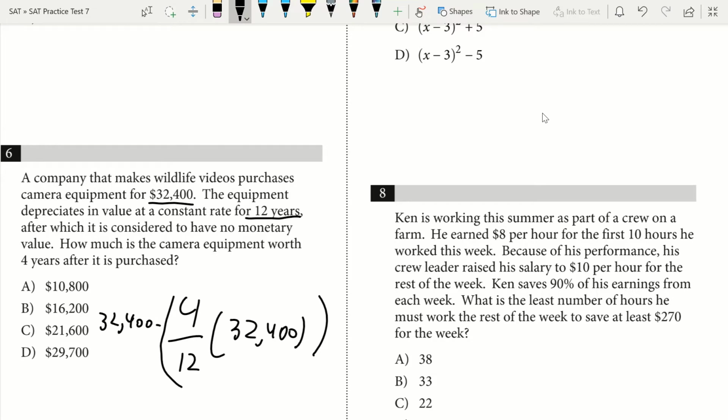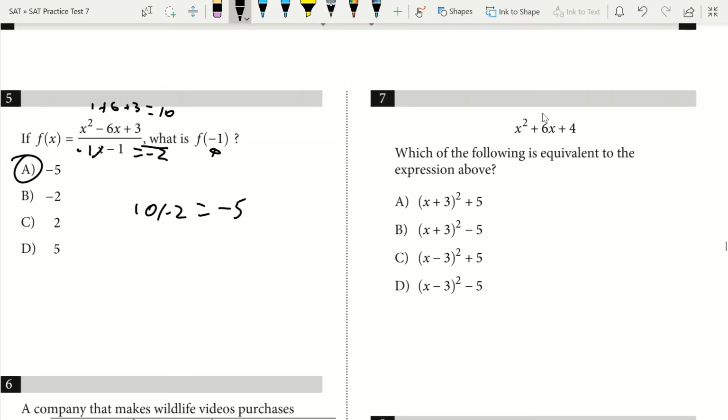So basically, we can simplify this down to 1/3, right? 1/3 of that, if I'm subtracting from 32,400, I'm going to have 2/3 of the value left, which will be about 21,600. Question 7. Which of the following is equivalent to the expression above, x squared plus 6x plus 4?